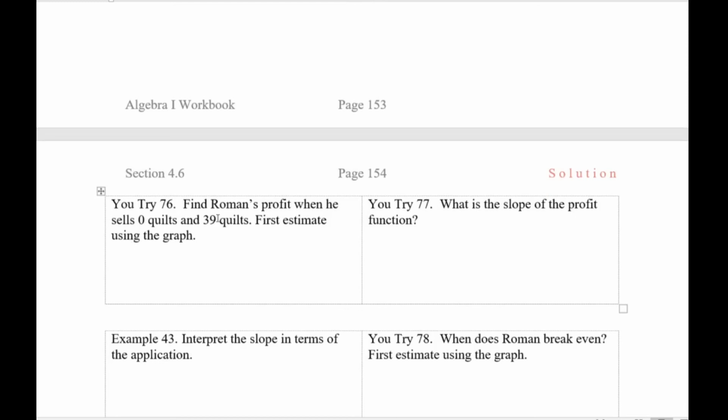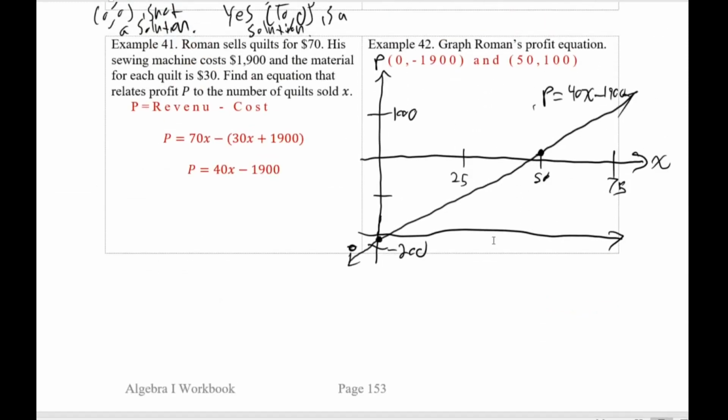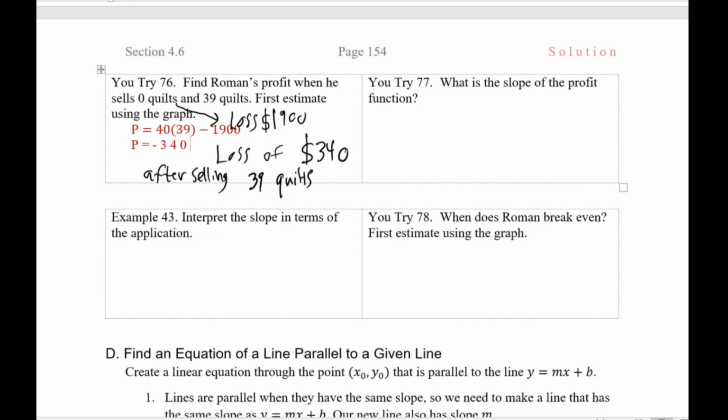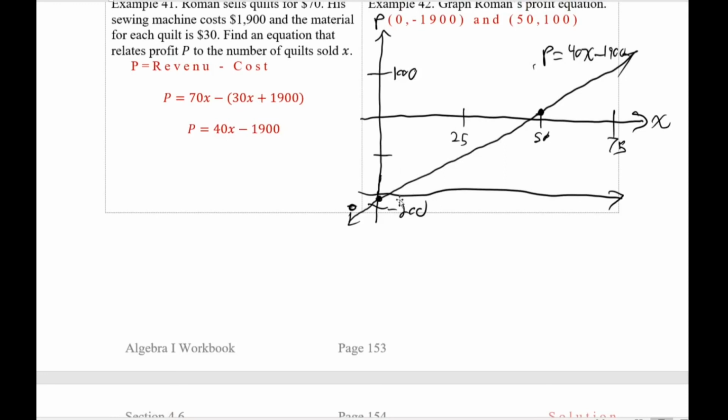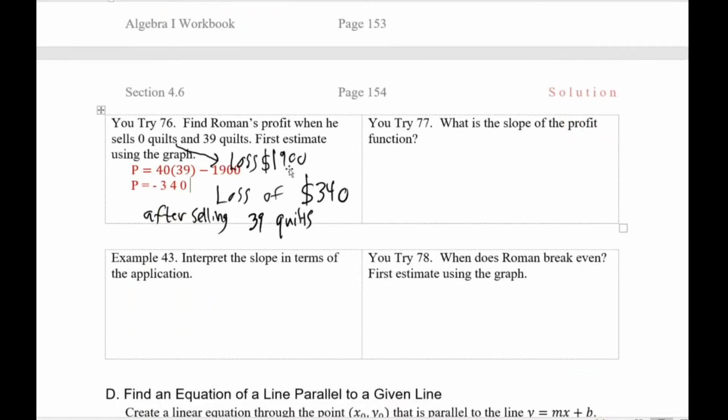You try 76. Find Roman's profit when he sells 0 quilts and 39 quilts. First, estimate using the graph. For 0 quilts, it's quite easy to see that his fixed cost for the sewing machine would have been a complete loss if he hadn't sold any quilts. So he would have lost $1,900. After making 39 quilts, he would have earned 40 times 39, but subtract that from the fixed cost, and he still would have lost $340.